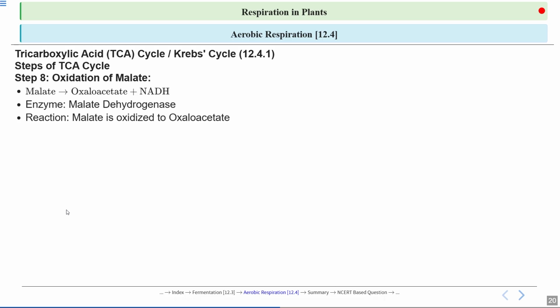This reaction involves the oxidation of malate to oxaloacetate. Oxidation means here the malate loses electrons which are picked up by NAD+ to form NADH. So as a result of this reaction, our end products are NADH and a hydrogen ion, that is H+, produced. This NADH is important because it carries energy to the electron transport chain, where most of the cell's ATP is made. This step is reversible.